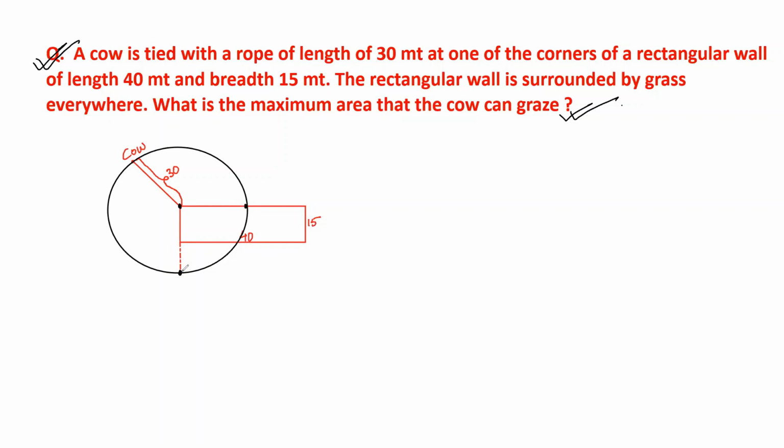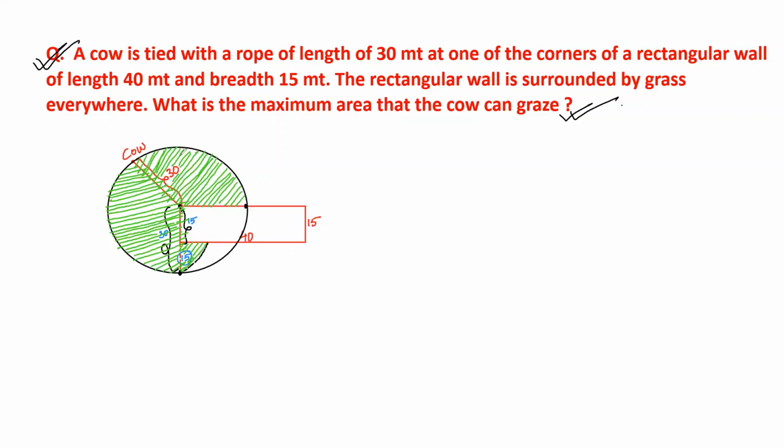But after reaching this point, the cow won't be able to cover this complete area, rather a portion of this area, as from this point onwards, the cow's rope would be bent with a different radius, which would be the difference of the rope's length and the breadth of the rectangular wall. That is 30 minus 15, which would be 15. So from this point onwards, the cow would be able to graze 25% or 1/4 of the area of a circle whose radius is 15 meters.